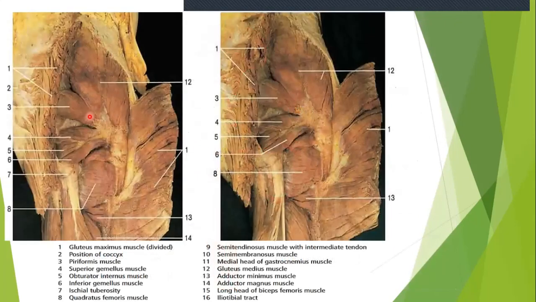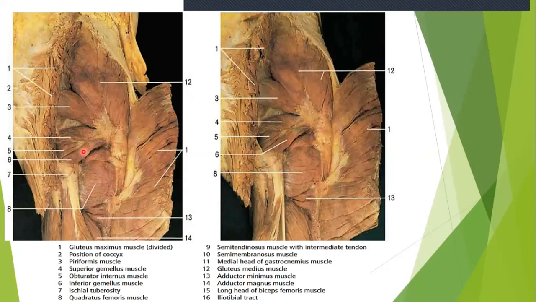Now let's look at these muscles. These are cadaveric images. This is your gluteus medius. Now this is your piriformis muscle. Once you identify piriformis, your work becomes very easy. Piriformis. Now we have a group of three muscles. This is your superior gemellus. This is your obturator internus. This is your inferior gemellus. Now you can see this muscle here is quadrangular, quadratus femoris.